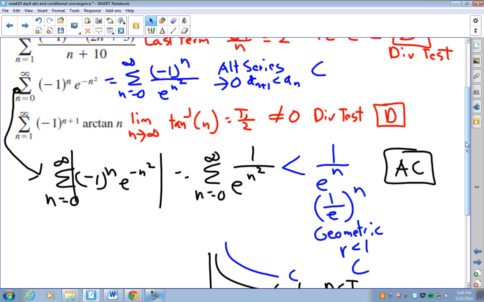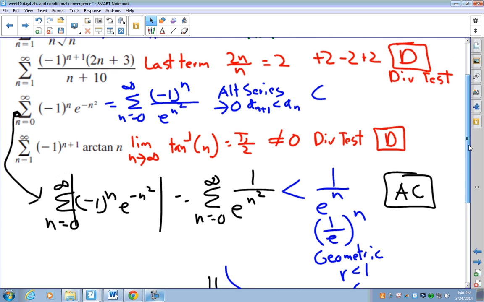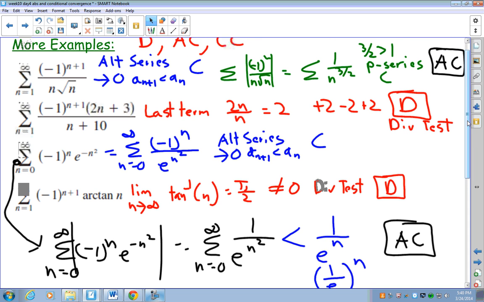Just remember, it used to be you diverge or you converge. Now you either diverge or you converge, and if you converge, you can absolutely converge or conditionally converge. The only times you would really look at absolute versus conditional convergence is if you have alternating series or random alternating things. So like plus, plus, minus, minus, plus, plus, minus, minus, minus.